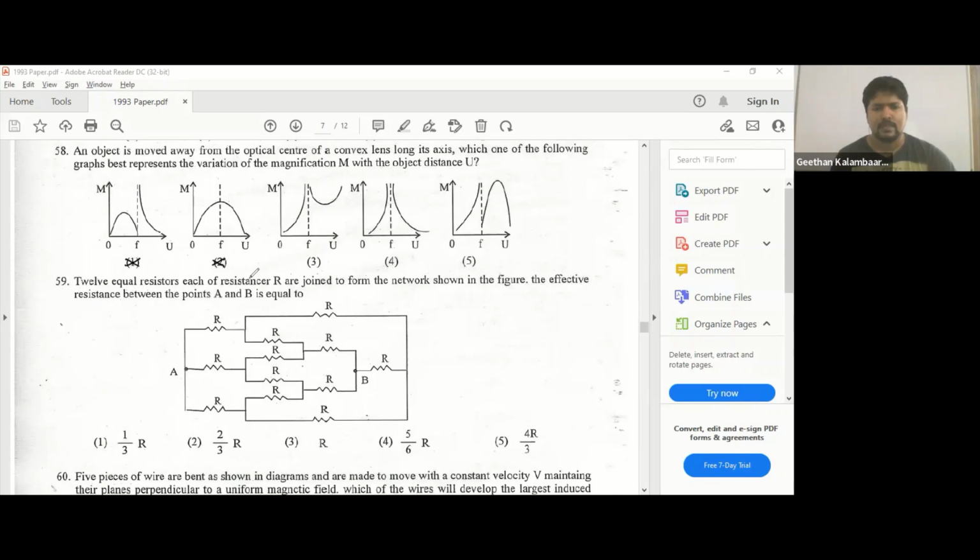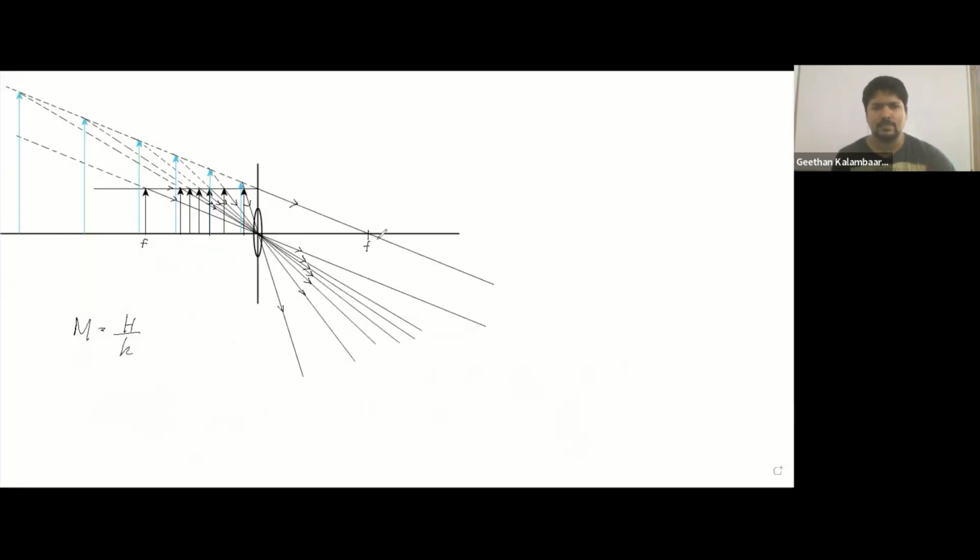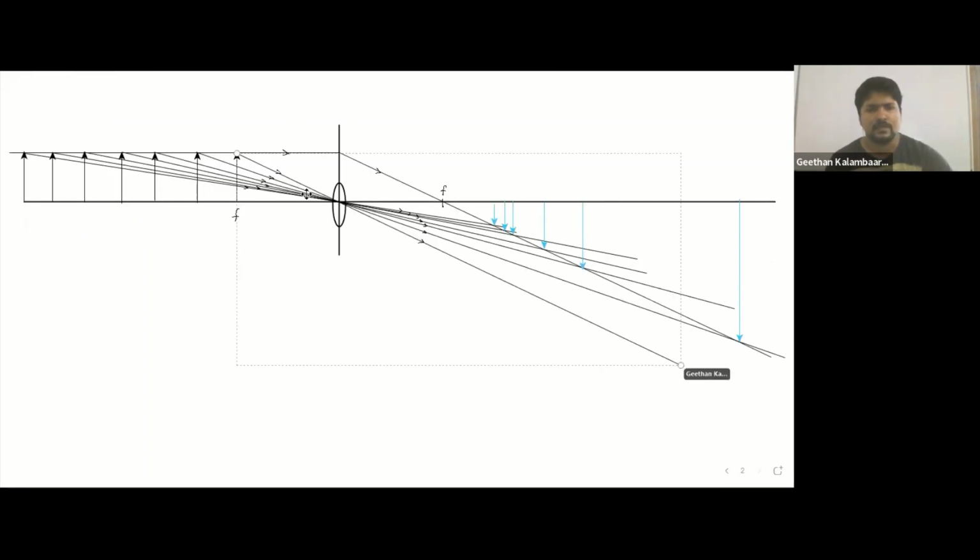Then again, when you bring your object from f to infinity, you have to see what is going to happen. That I'm going to draw on another sheet. Here you can see, when you increase the object distance, the image size is going to diminish. So when the object is at f, the image will be at infinity, and it's a very big image.